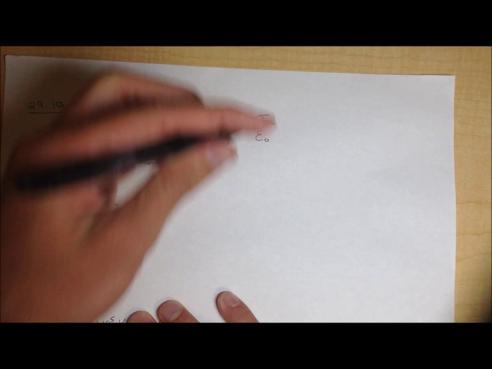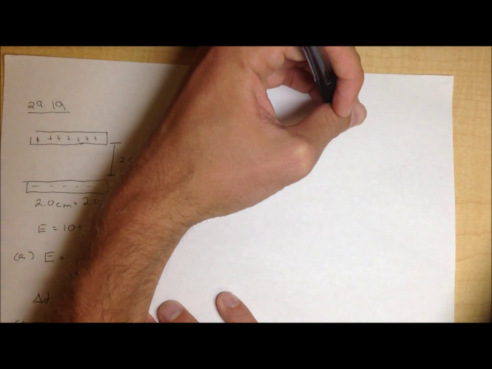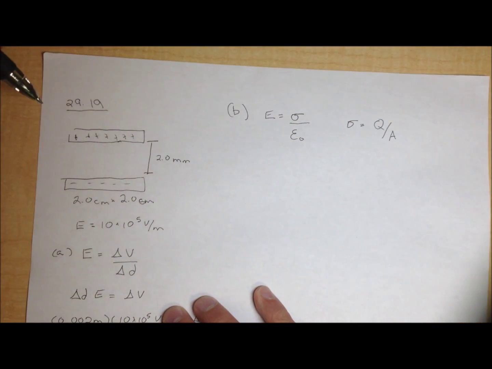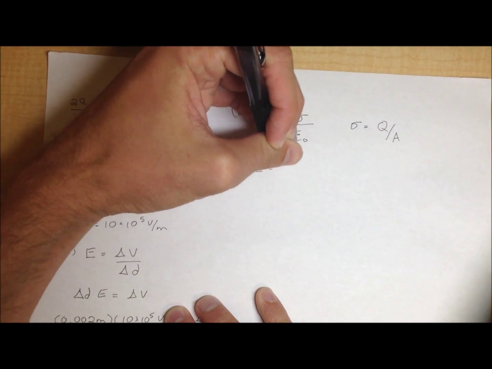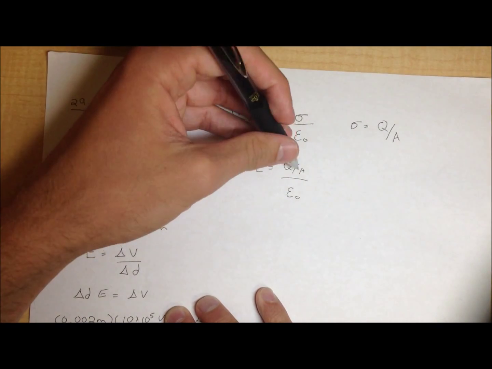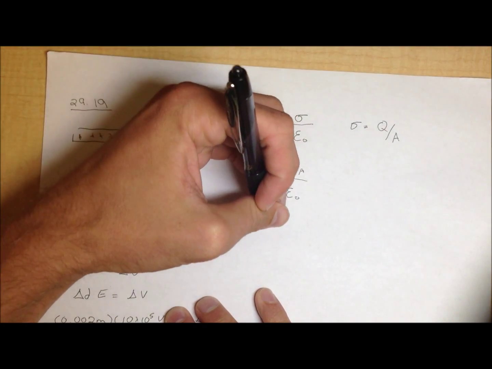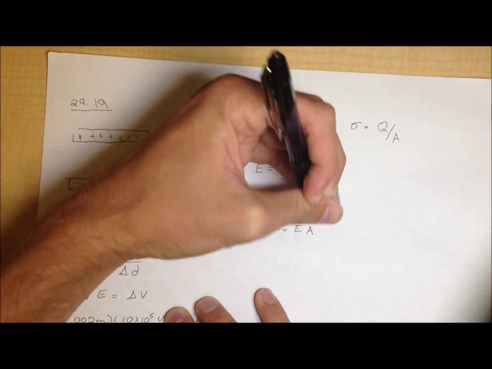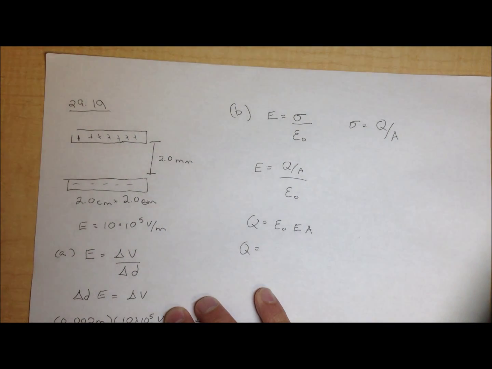Alright, now we can also substitute right here that sigma equals the charge over the area, because we're given the area earlier in the problem, the 2 centimeter by 2 centimeter right here. So plugging that in, we get E equals Q over A over epsilon naught. Now isolating Q, because we want to find the charge on each plate, we get Q equals epsilon naught times E times the area.